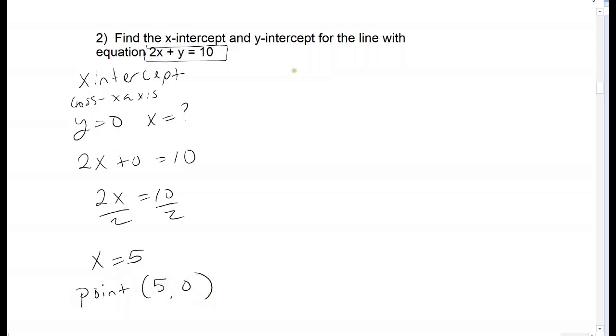I do something similar for the y-intercept, where it crosses the y-axis. So the x is 0 and I solve for y. So that's what we do. We take 0 for x, plug it into our equation.